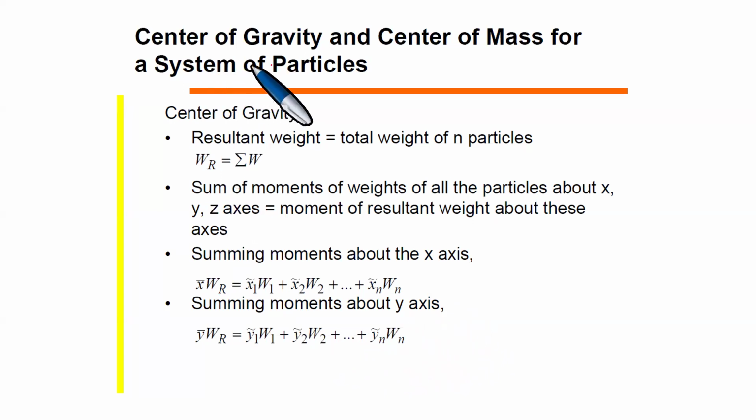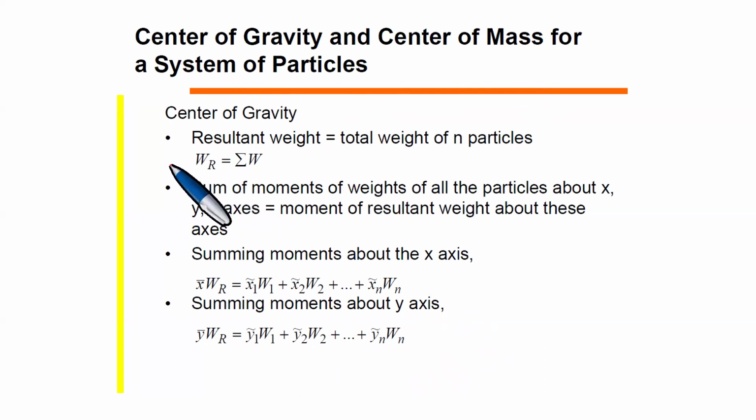Now, the center of gravity and center of mass for a system of particles. Let's speak more about this. First point: the resultant weight is equal to the total weight of n particles.